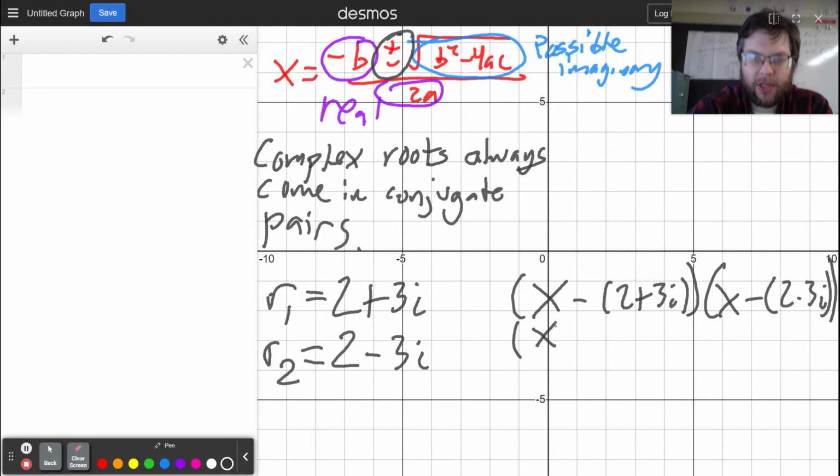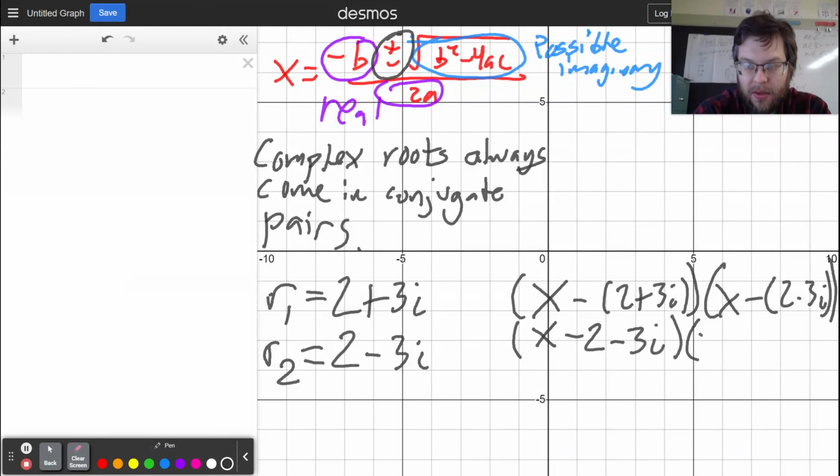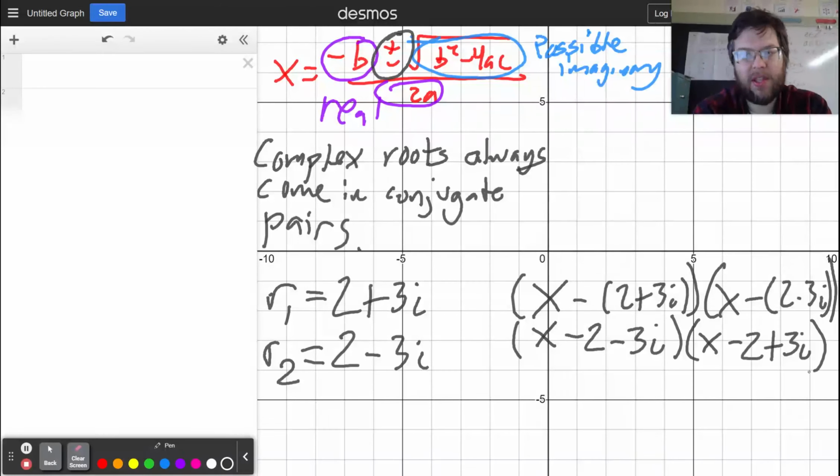I'm going to distribute the negative to get that. And double negative 3i, like that. You'll see that there's still conjugates even after you distribute the negative. I'm going to do this one the slow way, and then I'll show you the shortcut again. So the slow way is to go multiply 9 little pieces.